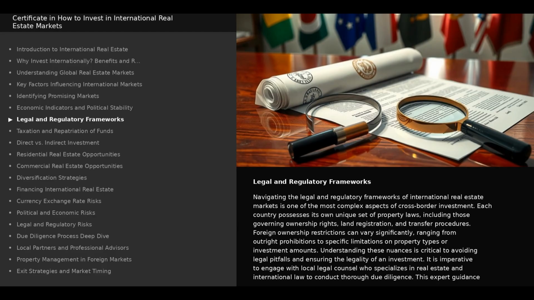It is imperative to engage with local legal counsel who specializes in real estate and international law to conduct thorough due diligence. This expert guidance helps in interpreting complex regulations and ensuring compliance. Ignoring these frameworks can lead to significant financial losses and legal disputes.